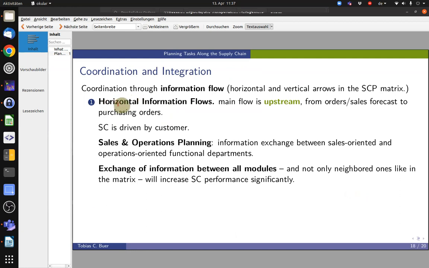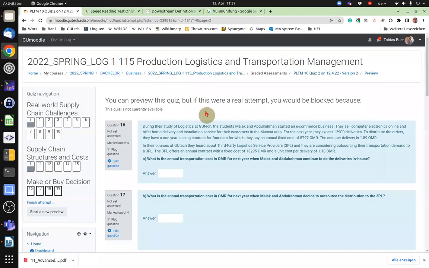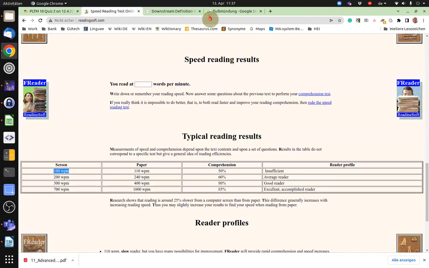Now we have coordination through horizontal information flows. For example, a flow from our sales department, from our order forecasts, in the direction of the purchasing processes. We call this flow an upstream flow. Why is it called upstream? Think of a river. We have a source and a mouth of a river, and when we swim from the mouth of the river towards the source, we swim upstream.